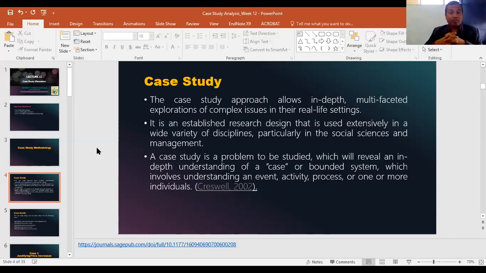So it is an established research design. It's not a new phenomenon; it has been around for probably 7 to 8 decades. Considering you as management students, I will not take you too much into what is behind the research and all, but yes, it's a well-known and established research design that is used extensively in a wide variety of disciplines, particularly in the social sciences and management.